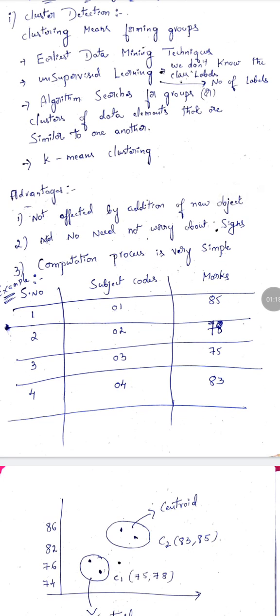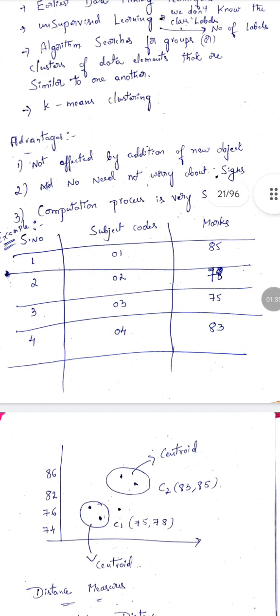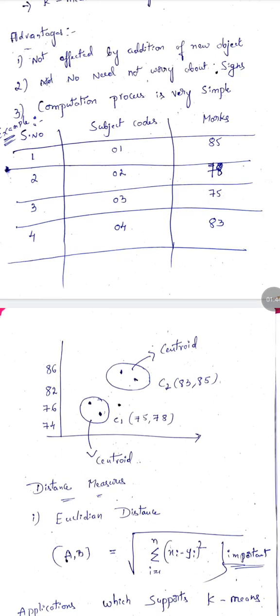What are the advantages of K-means clustering? It is not affected by the addition of new objects. If any new object is added, there is no effect at all within the cluster. There is no need to worry about the signs, whatever signs you have used, while forming the groups. The computation process is very simple, compared with other algorithms in data mining techniques.